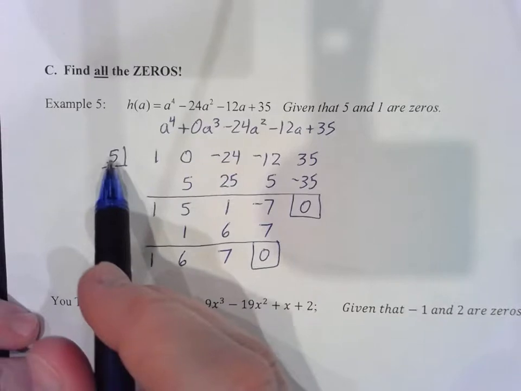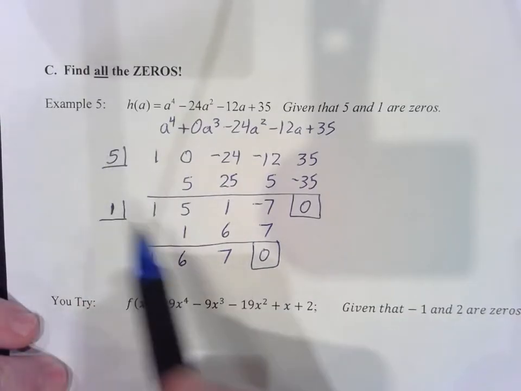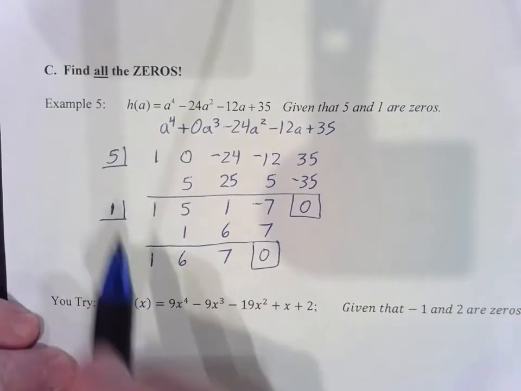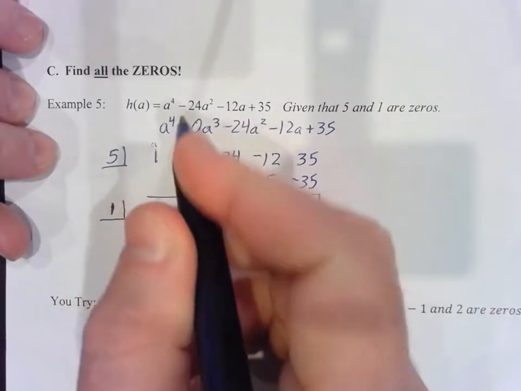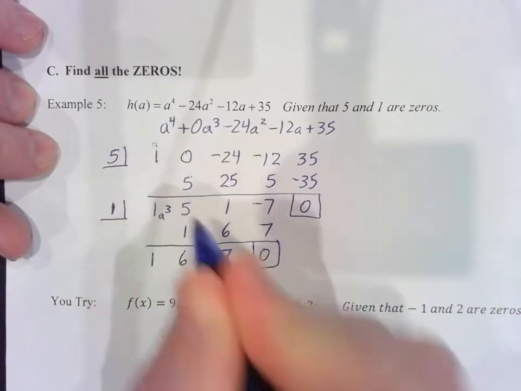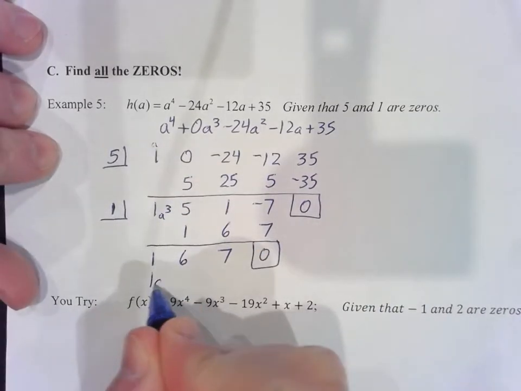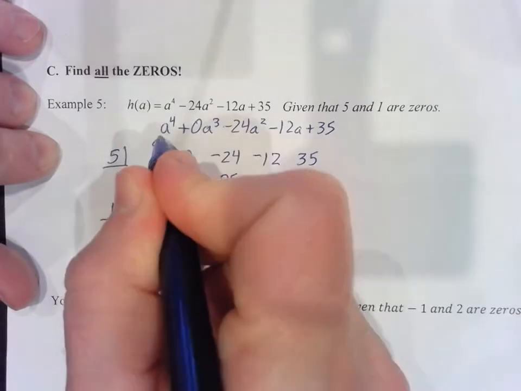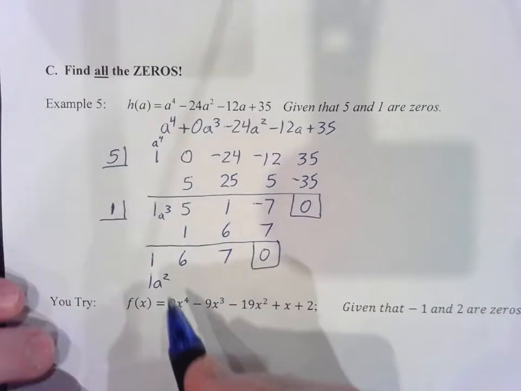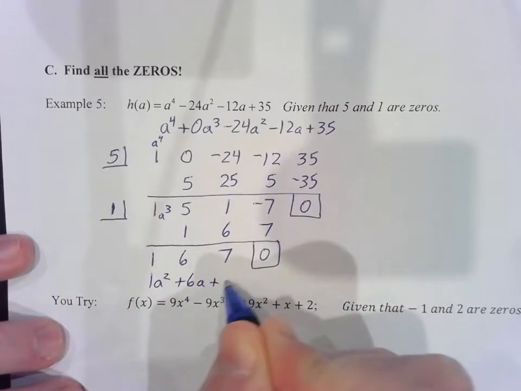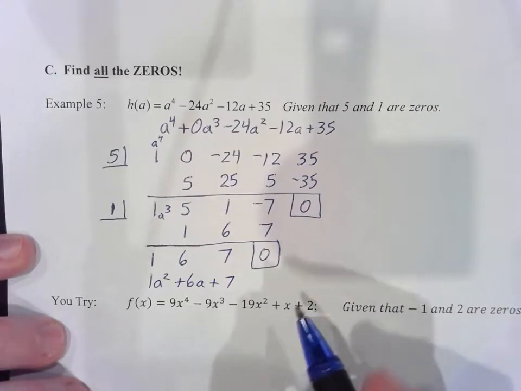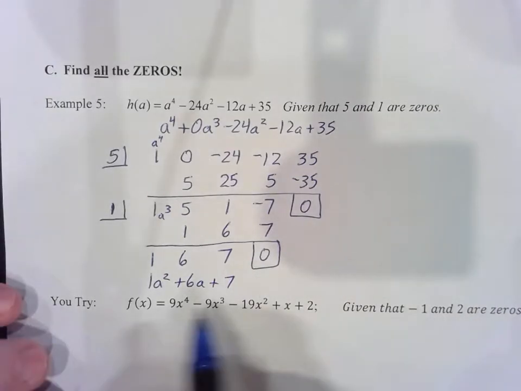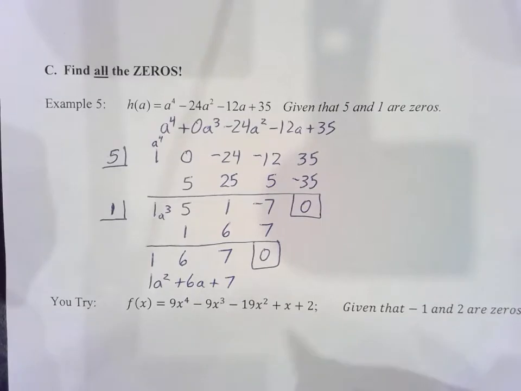So we already found 5 and 1, and now we're left with, let's see, this was a to the 4th, so this is a to the 3rd, which leaves this as 1a squared. And then 6a, and 7 is the constant. And so this result, we then want to try and factor if we can, and if not, use quadratic formula.